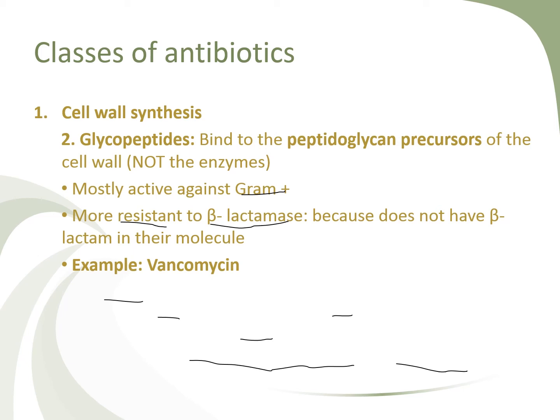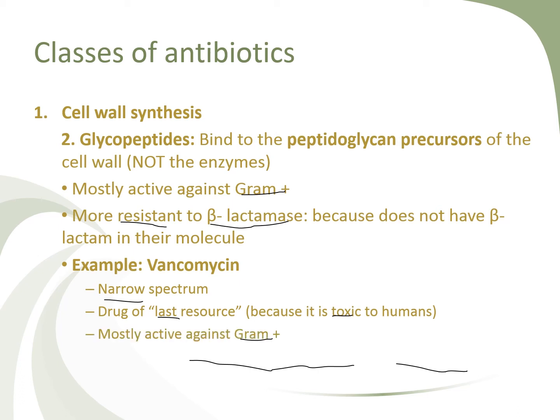An example is vancomycin. It has a narrow spectrum, but it is a drug of last resort because it is toxic to humans, and it is mostly against gram-positive.